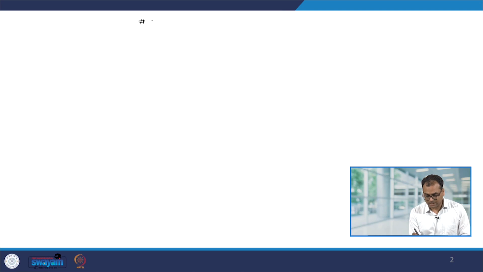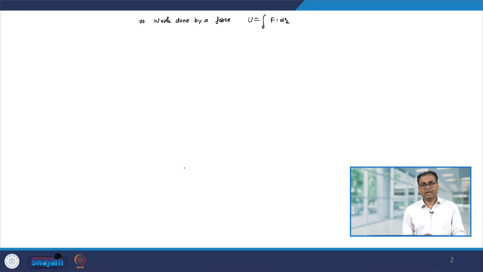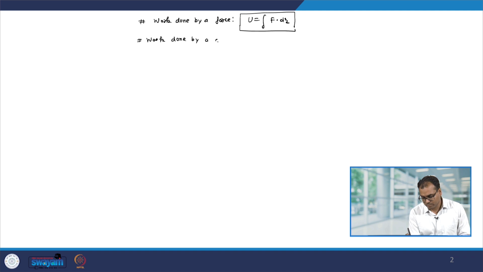So, we know that the work done by a force is U equal to integral F dot dr, where dr is the infinitesimal displacement and F is the force. We also know that the work done by a couple is U equal to integral M d theta.